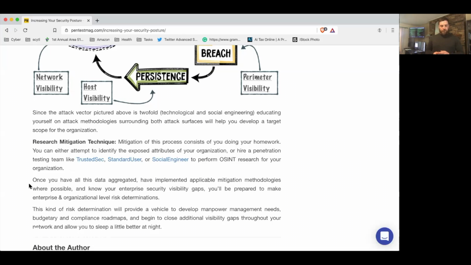So this has been a general recap of how to increase your security posture by understanding where a baseline exists and then moving up from there.